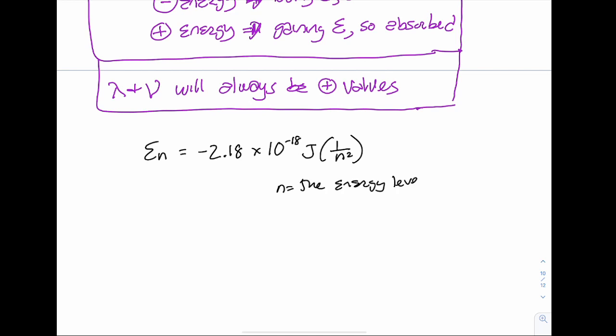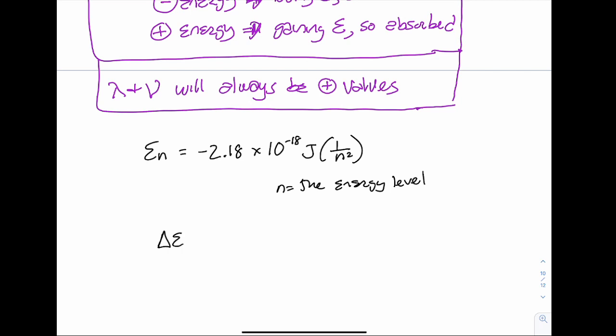So if I wanted to calculate the energy of the electron at the second energy level, I would plug in 2 for N. If I wanted to calculate the energy of that electron at the fourth energy level, I would plug in 4 for N. If I wanted to calculate the amount of energy emitted when it goes from 4 to 2, I would do both of those calculations and then subtract them, right? Remember, the energy is equal to that energy difference. So what we're calculating here is that energy difference.